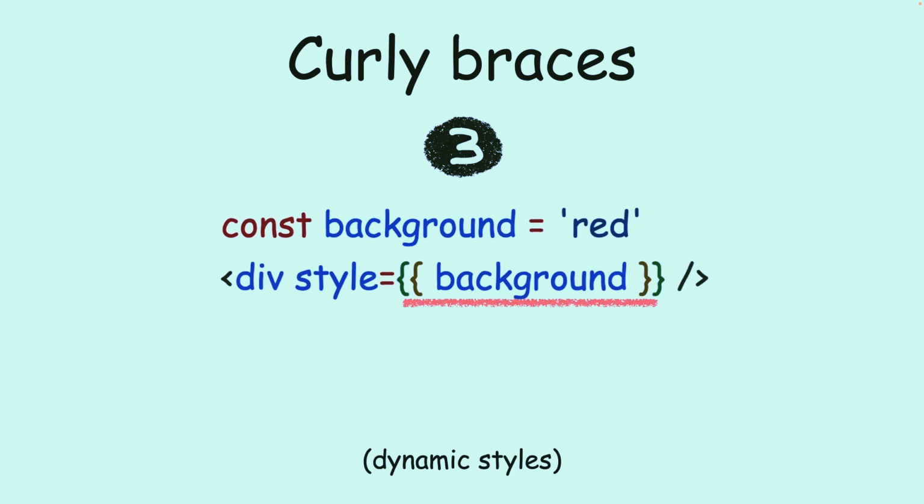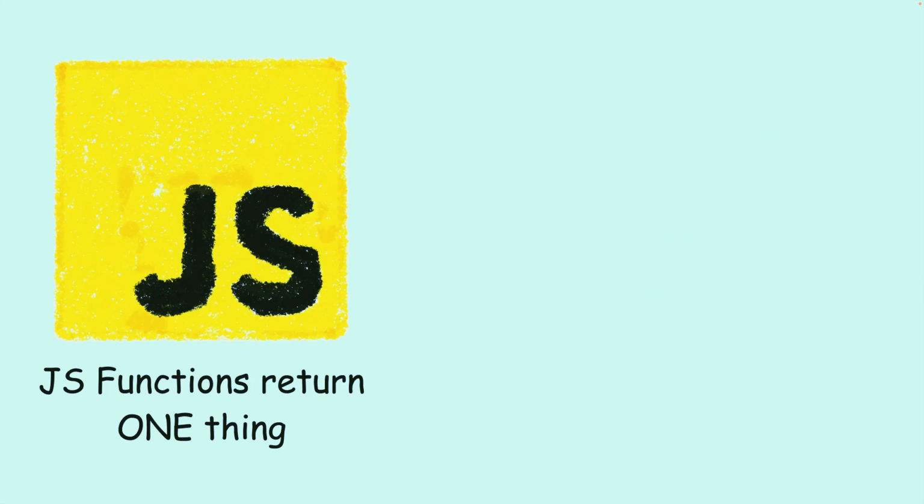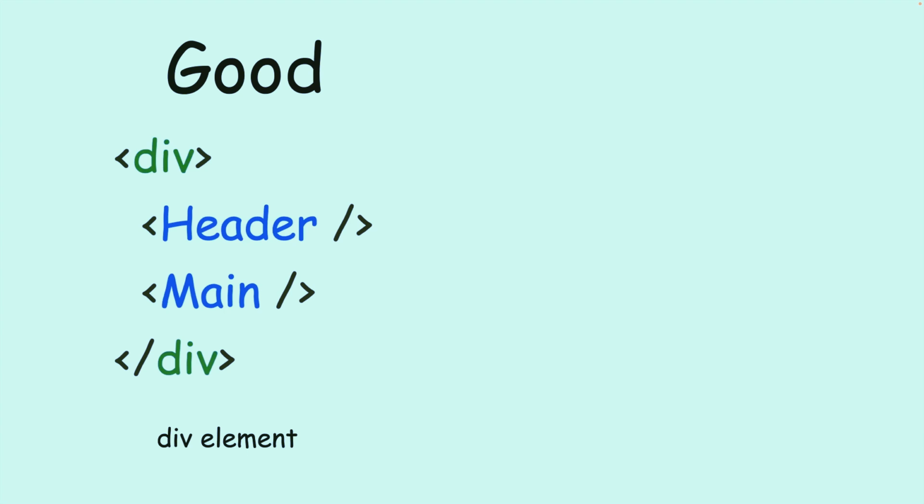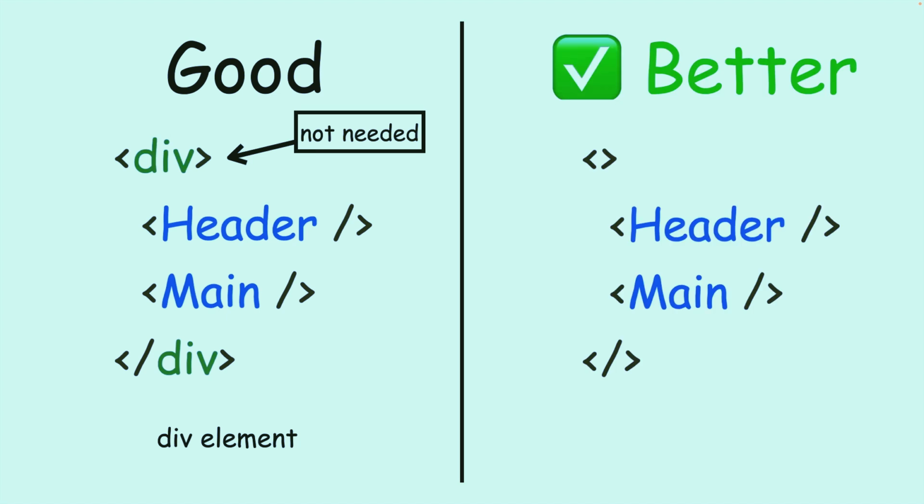You can use them to make your attributes dynamic, and you can style React elements using a JavaScript object within the curly braces. Since JavaScript functions can only return one thing, in React you can only return one parent element from a component, so you can't do this without getting a big error. We could fix this by wrapping these components in a div, but maybe you don't want to add another element to the page. Instead, you can use an empty component called a React fragment.